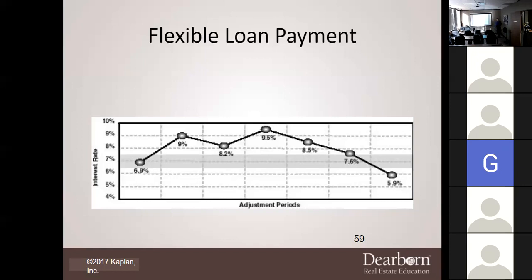You get to make payments. Flexible enough. Look how flexible this is, Mr. Eugene. Look, at the very end they dropped to 5.9 for you. So flexible. But look at how much the majority of it has been above the 6.9 that he started off with.